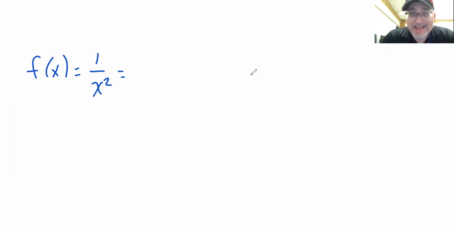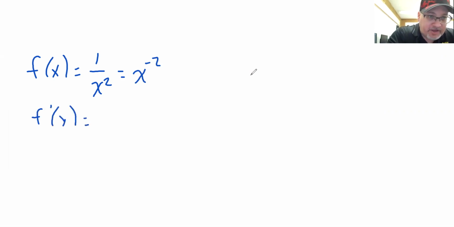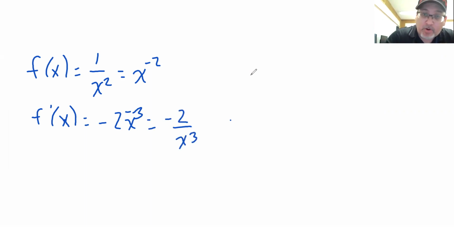Let's take our function, 1 over x squared. Now some of you, to take the derivative, would use the quotient rule. And although that's not wrong, you should just write it as a negative exponent and use the power rule. Our derivative is negative 2x to the negative 3, which is the same as negative 2 over x to the third. And remember, we're looking on the interval 1 to infinity.